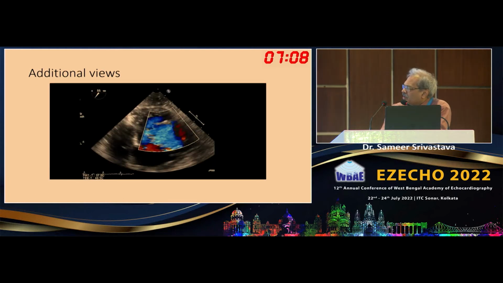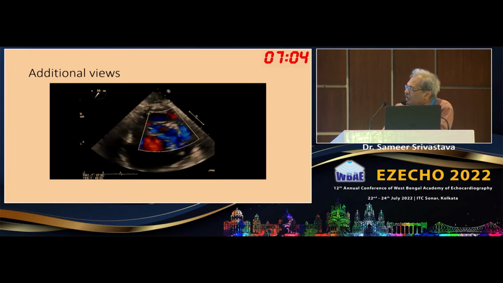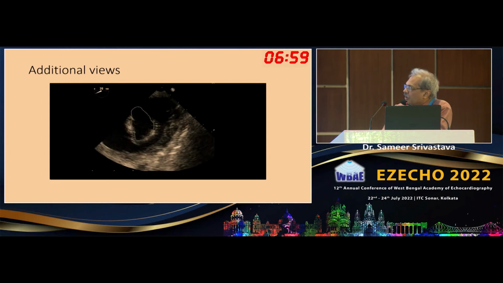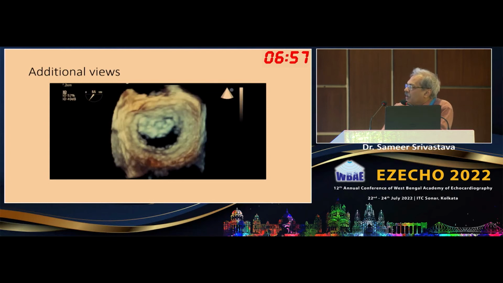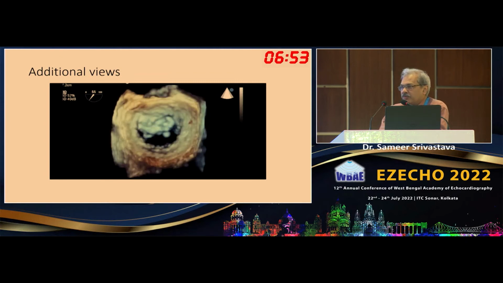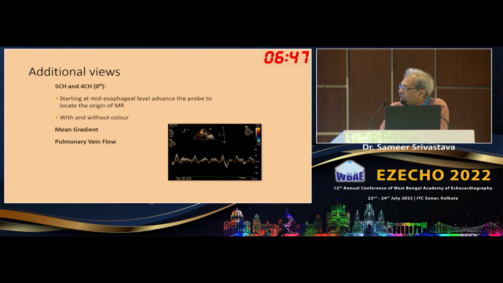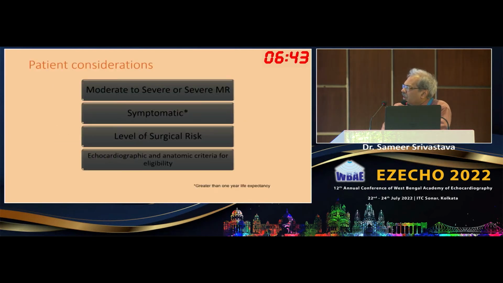And in transgastric, what you see is the area of non-coaptation and the central jet. This is not actually a true transgastric. It's difficult to get an absolutely circular transgastric. And important is that if you really want a face-on visualization, then 3D comes in very, very useful. This is what it is. Then there are certain additional views, not going into the details of that.